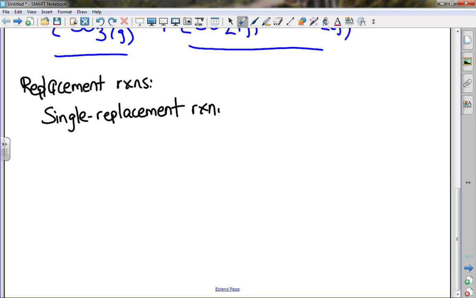Okay, and in a single replacement reaction, we've already started to look at these kinds of reactions in a couple of ways, just by some of the labs and things that we've been doing. But it's basically where you have a cation or an anion getting replaced by a more active cation or anion, right? And so we're going to look at this example here.